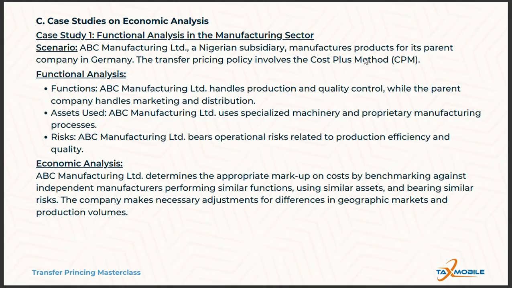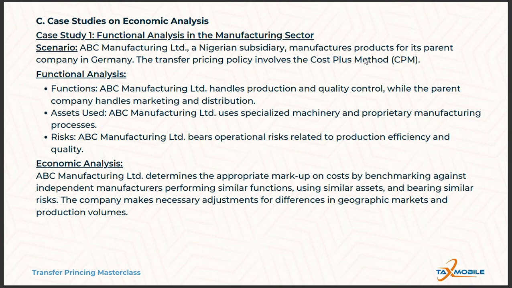Nigerian subsidiary that manufactures products for its German parent company. The company uses the cost-plus method for transfer pricing. Here is how the functional analysis is conducted. ABC Manufacturing is responsible for production and quality control. The company utilizes specialized machinery and proprietary processes, which are key assets in this transaction. ABC also bears operational risk related to production efficiency and product quality.